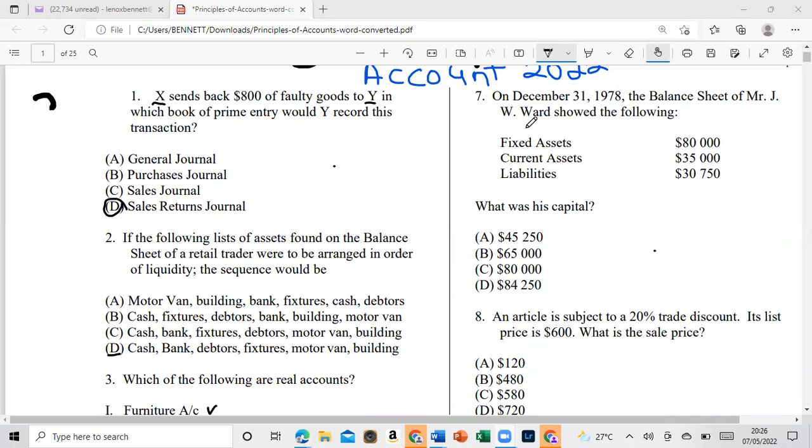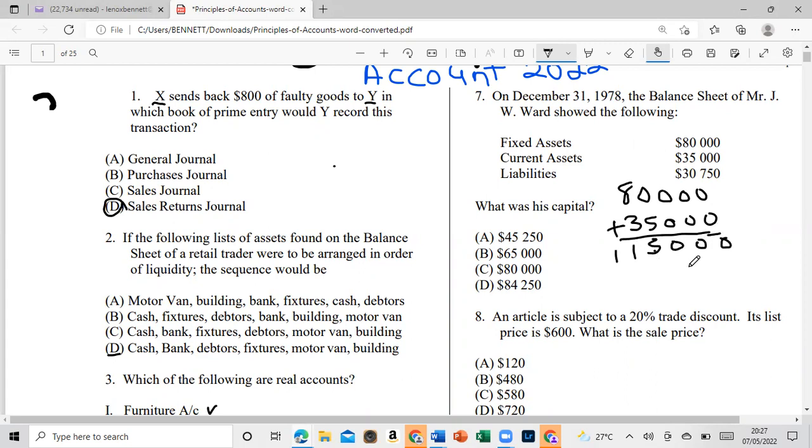As I was saying, you have current and fixed assets. So we're going to add those because both of them are assets. So let's go there. And then now we subtract the liabilities. The liabilities is like 80,000 plus 35,000. Subtract first, because the capital is the fixed and current assets minus the liability. 5, 8, and 3, 11. And we're supposed to take away 30,000 on this.